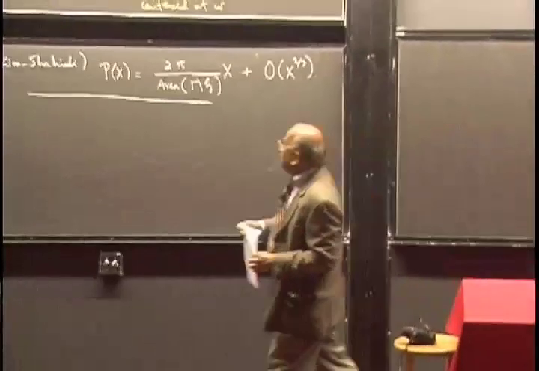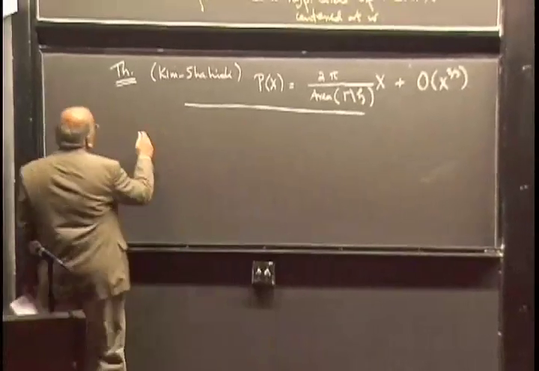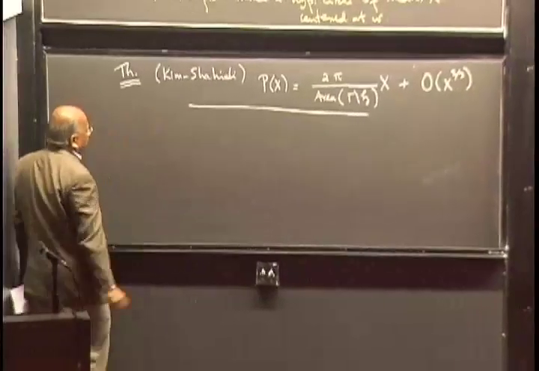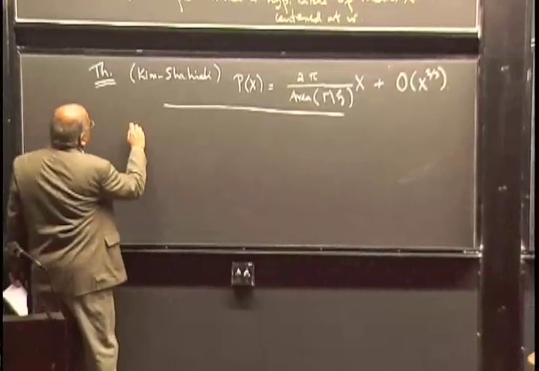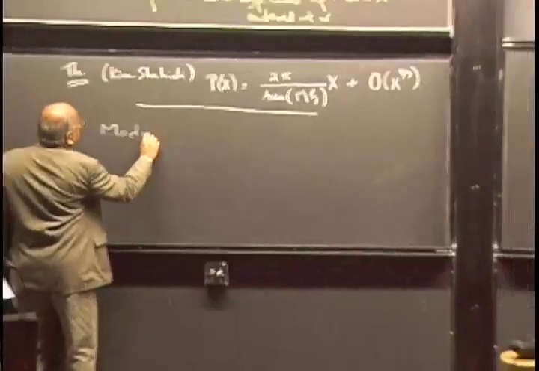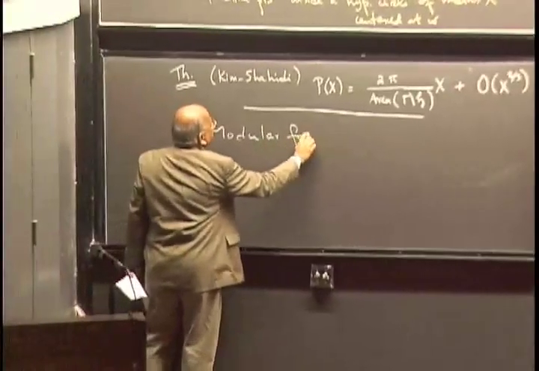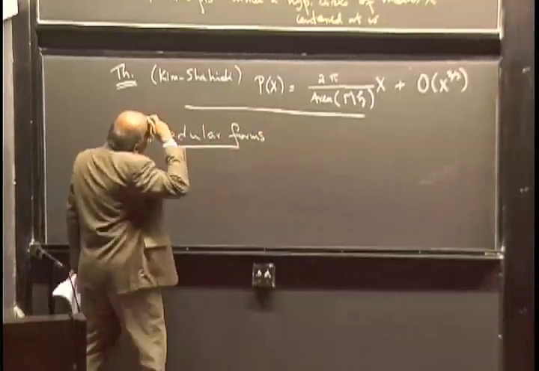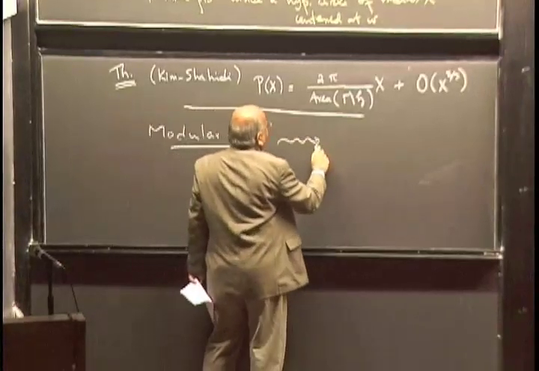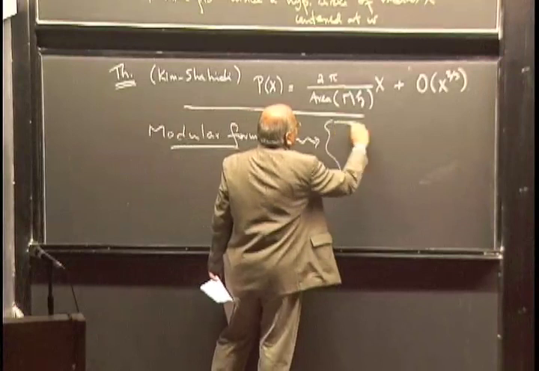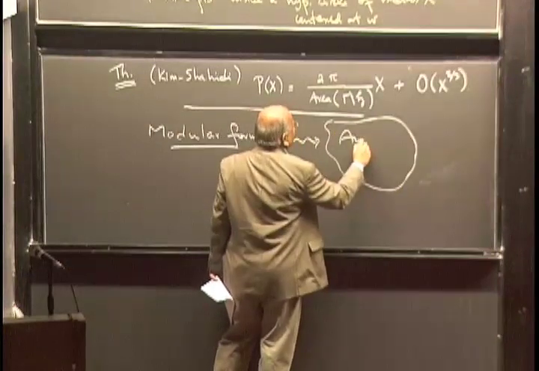So the point is that I want to say something about automorphic forms. The classical things that people study are modular forms, and of course, this kind of became a big giant called automorphic forms.